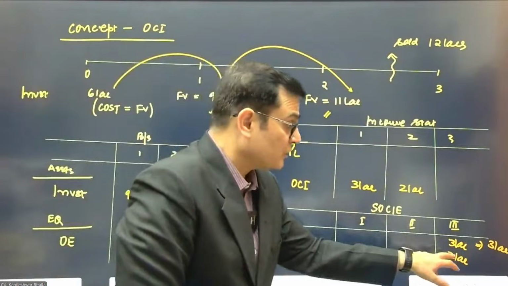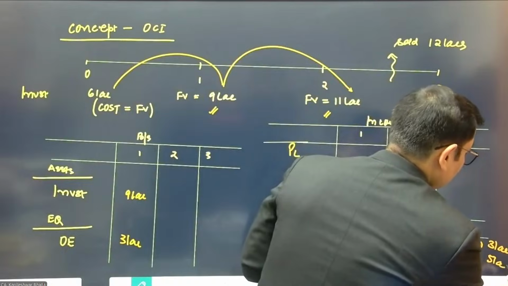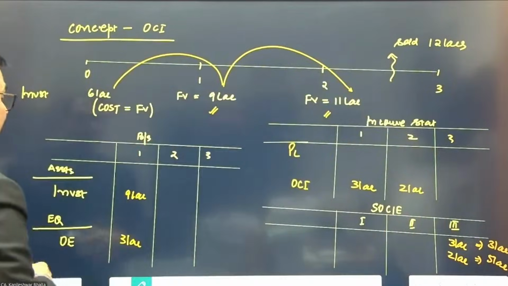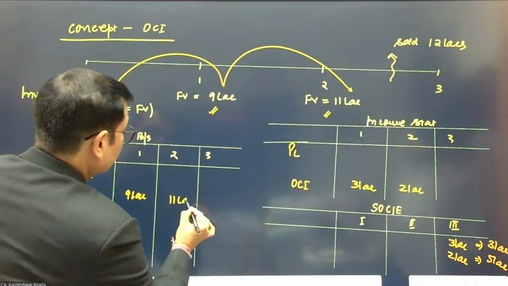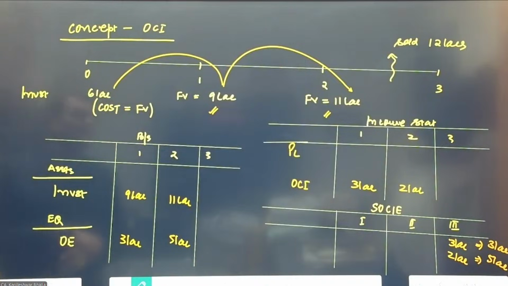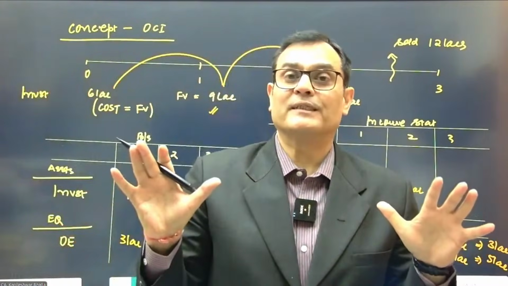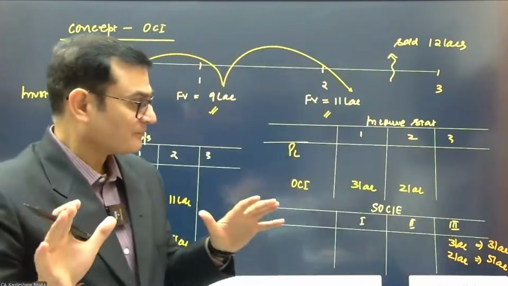So this 3 plus 2, the cumulative total becomes 5 lakh. This is 11 lakhs and this is 5 lakhs. And you know that this 5 lakh is standing in tab 3. It's not available to pay the dividends. So far, so good. I hope you're able to connect the dots in this case.